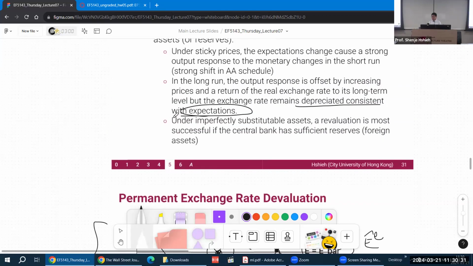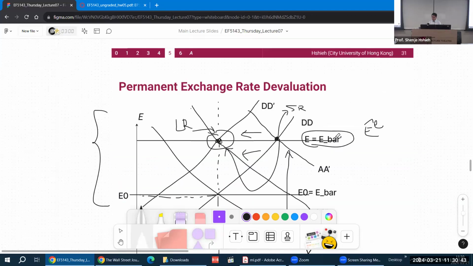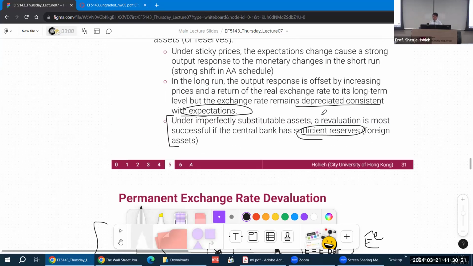All right, so one additional comment under imperfect substitutable assets: revaluation is most successful if the central bank has sufficient reserves. Oh, yeah, that's right, revaluation.